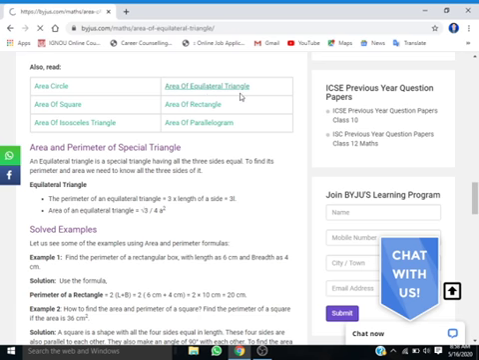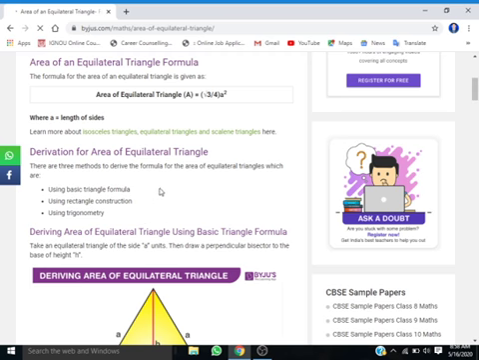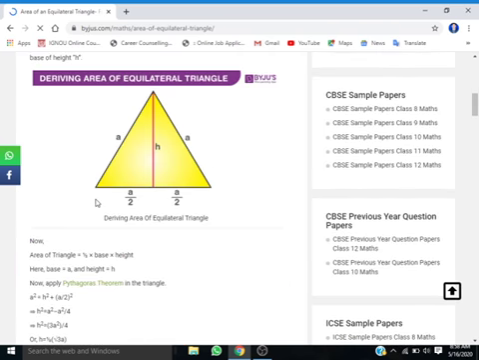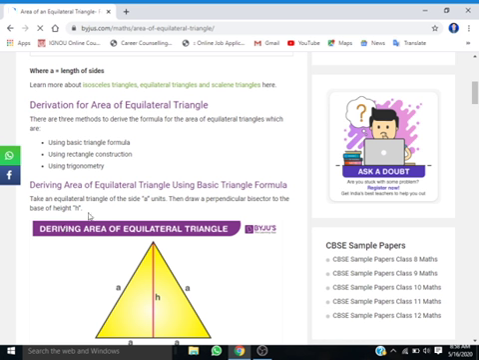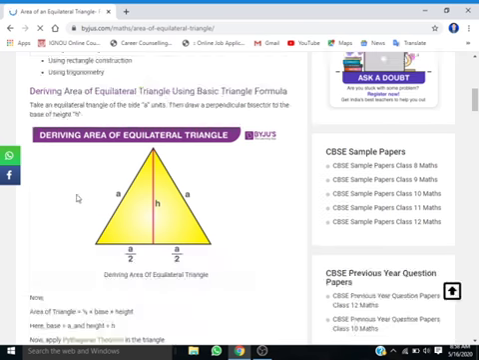So let's move here. What derivations I want to discuss in the next classes, you can listen to the intro part here, how the area of an equilateral triangle is to be derived. So you can observe the figure here.